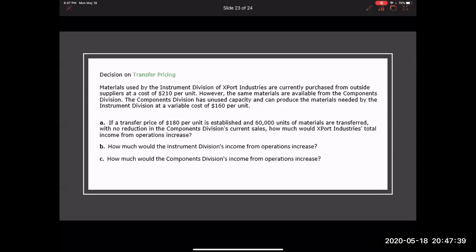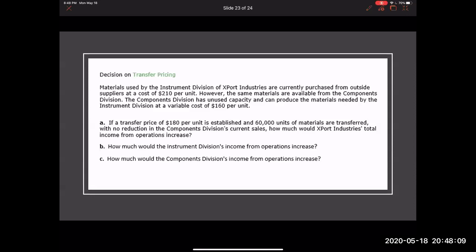So it says materials used by the instrument division of Export Industries are currently purchased from an outside supplier at a cost of $210 per unit. However, the same materials are available from the components division. The components division has unused capacity and can produce the materials needed by the instrument division at a variable cost of $160 per unit. So it's asking us to figure out A, B, and C.